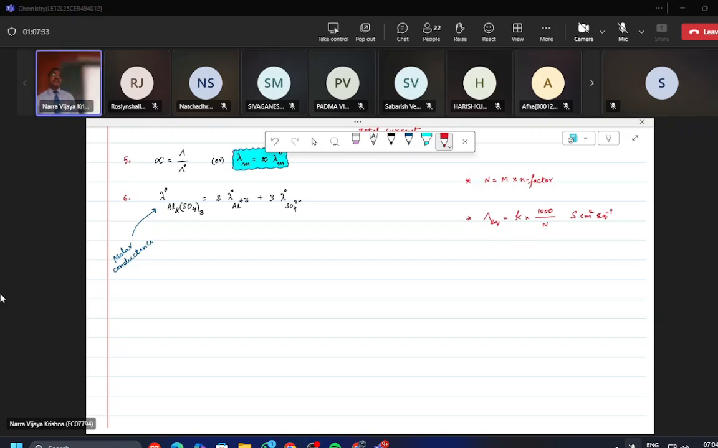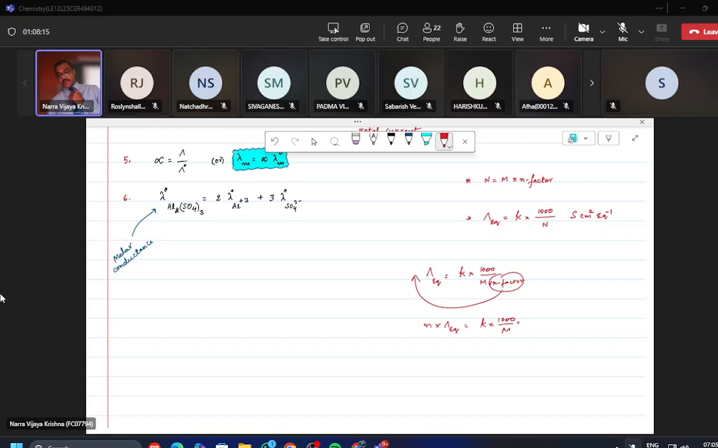Correct or not? Instead of this normality, can I write molarity into n factor? So if I write this as molarity into n factor, bring that n factor to this side. What do you get? Lambda EQ equals kappa into 1000 upon molarity into n factor. Bringing this n factor to this side, n factor into equivalent conductance equals kappa into 1000 by molarity.